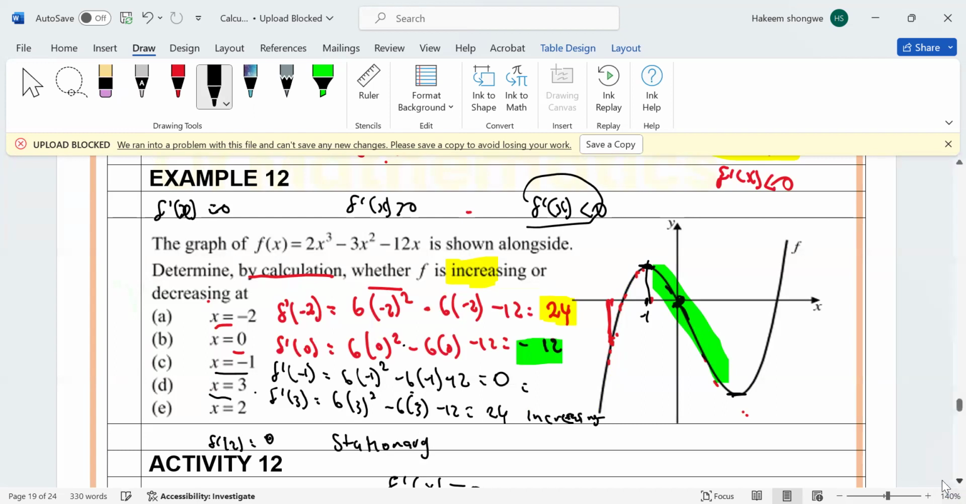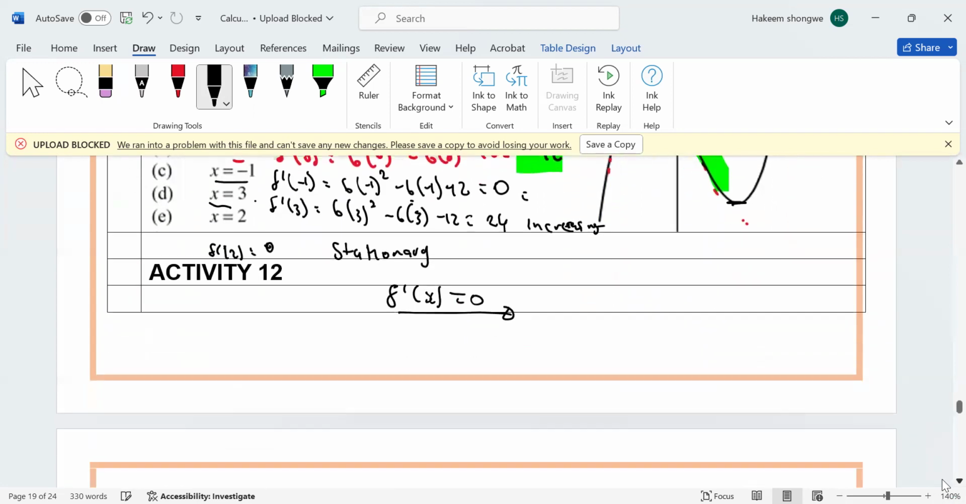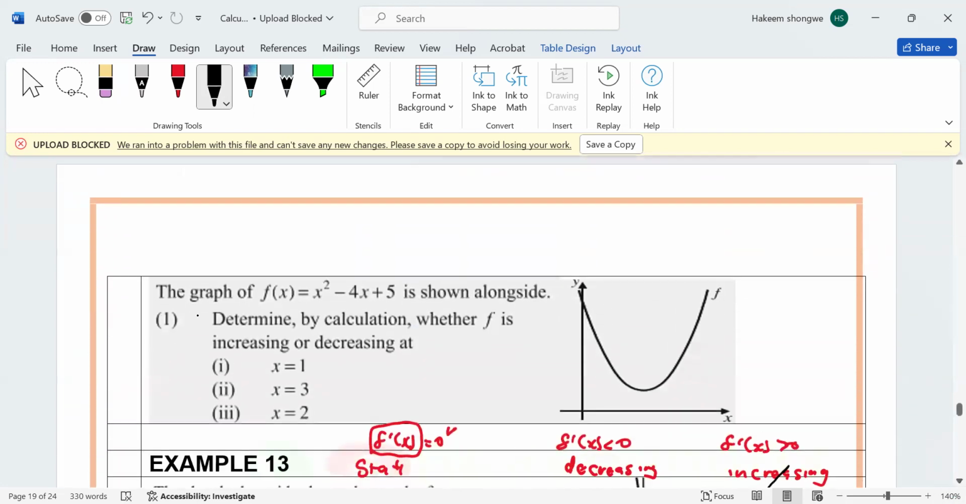Now, with that being said, these values will tell you whether the function there is increasing, decreasing, or at a stationary point. Here's your class work now.